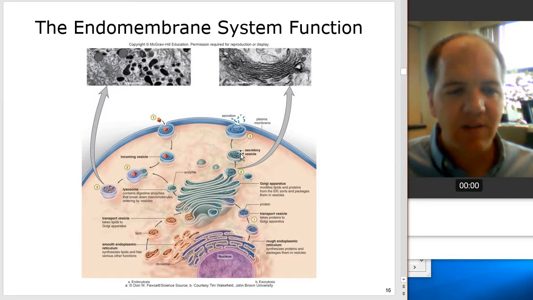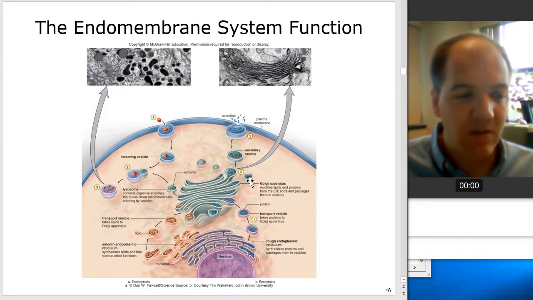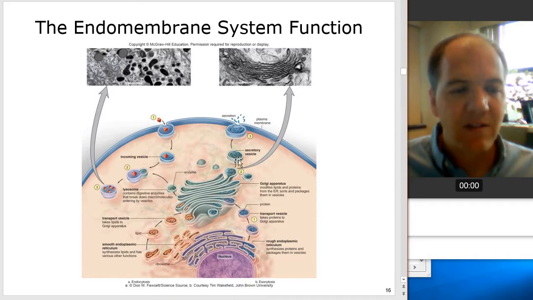From the Golgi apparatus, they can then move to the plasma membrane, or they may stay inside the cell and become a lysosome, such as this one here. So here's a lysosome, and then it'll function as a digestive structure within the cell. So that's the function of this endomembrane system as things are moving throughout.